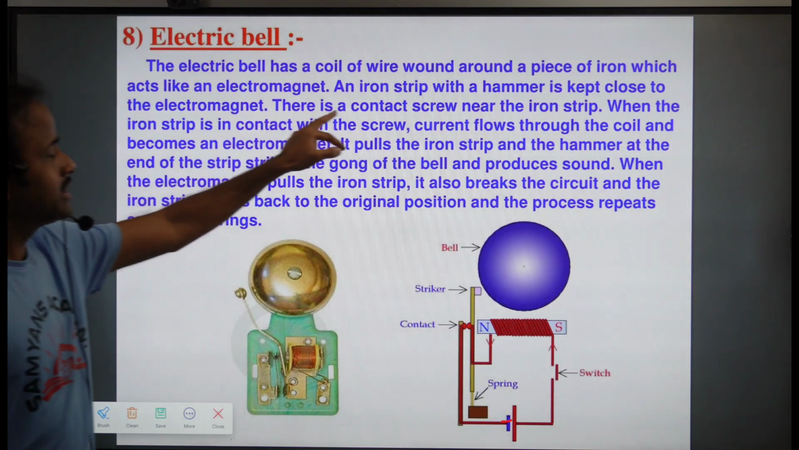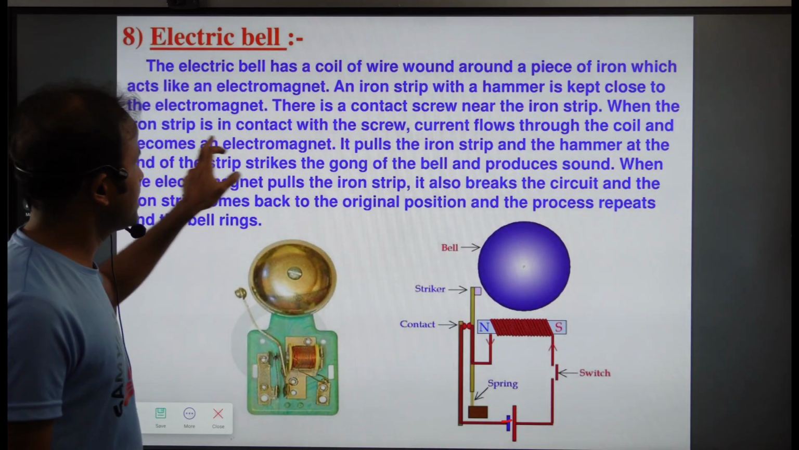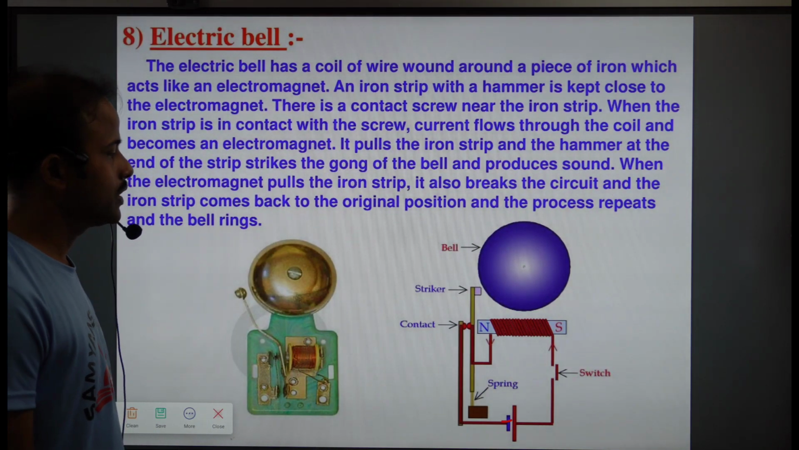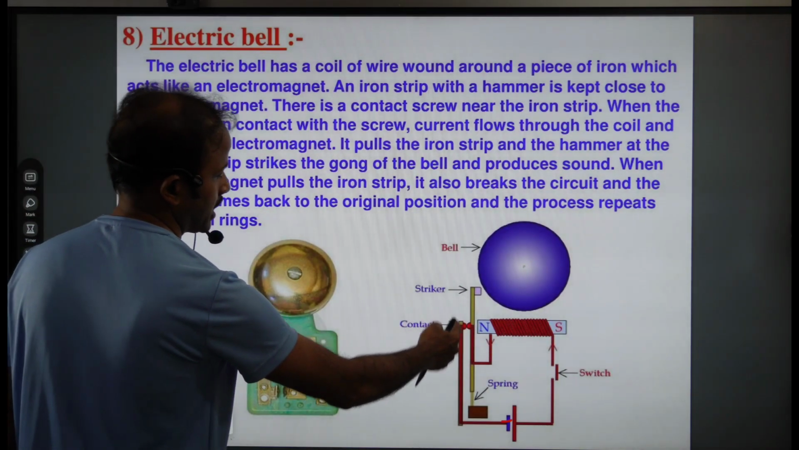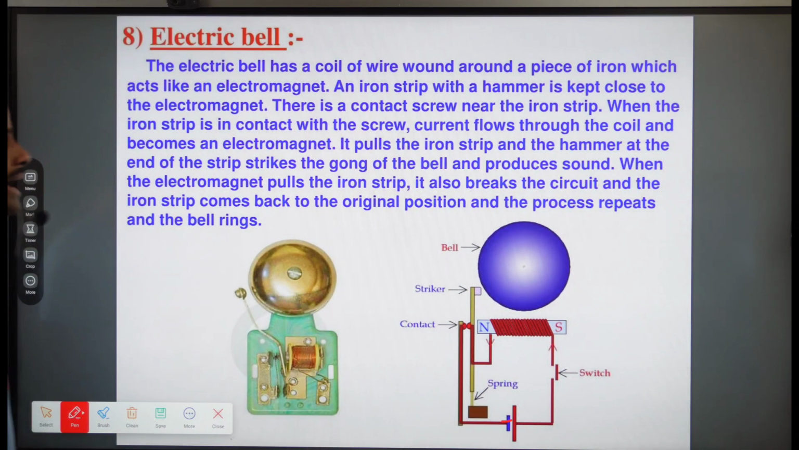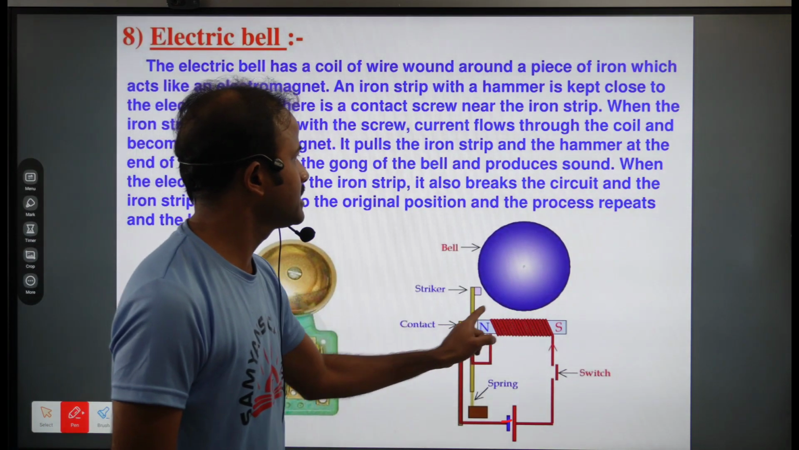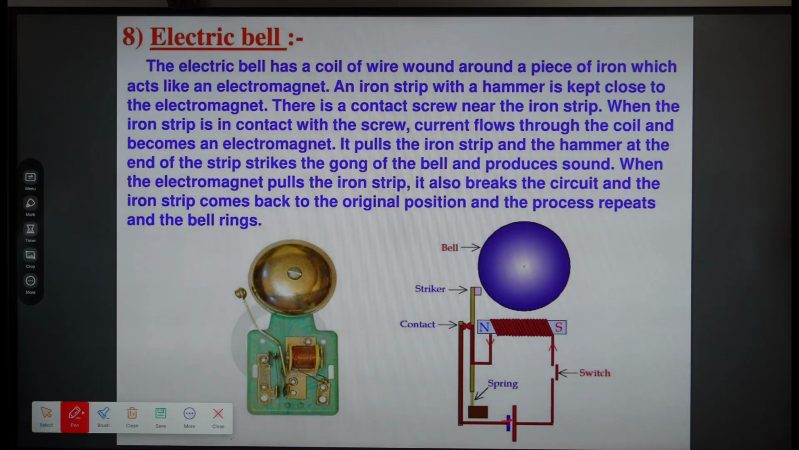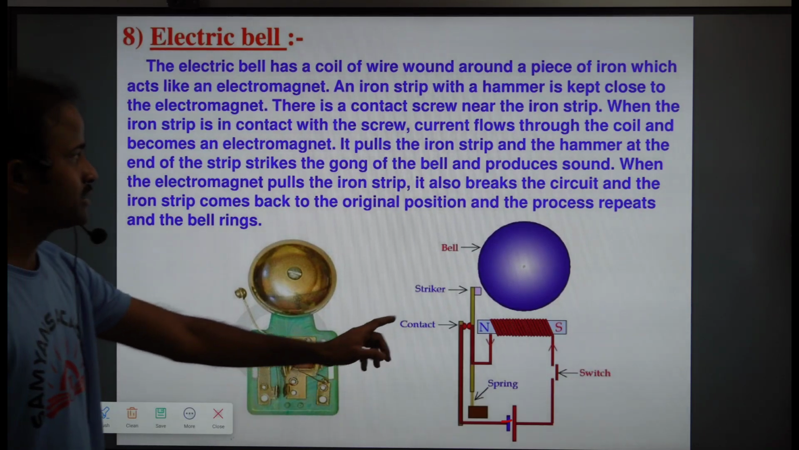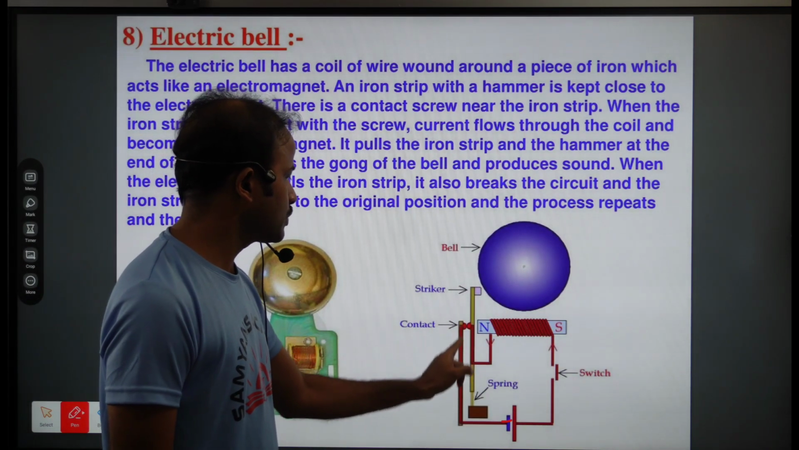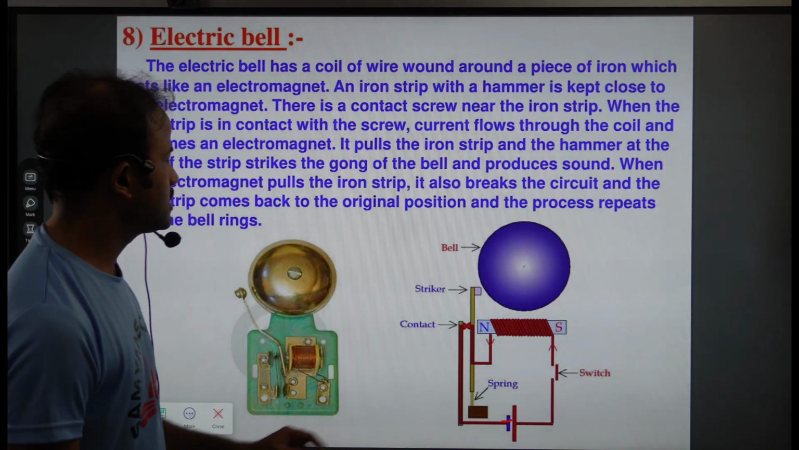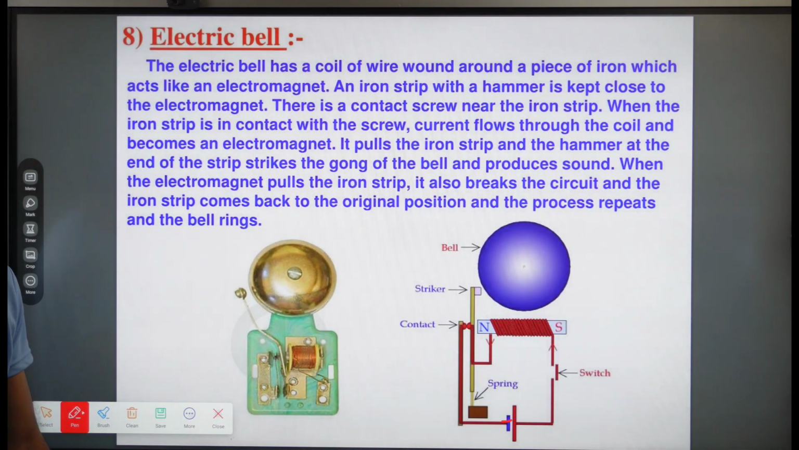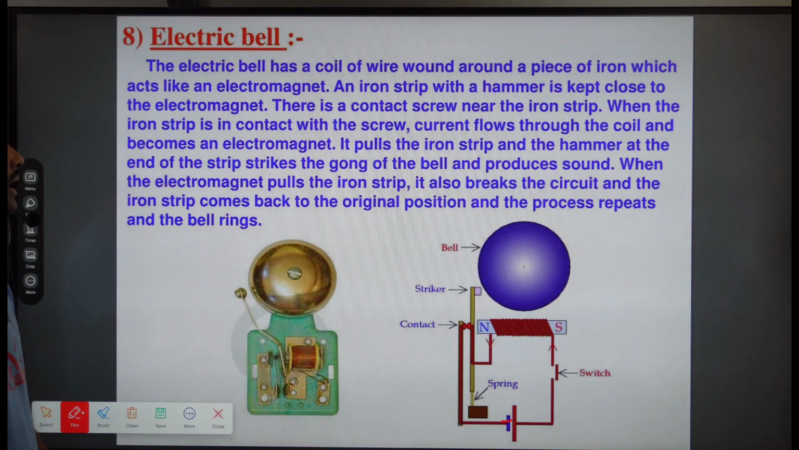Now you see, there is a contact screw near the iron strip. When the iron strip is in contact with the screw, current flows through the coil and it becomes an electromagnet. Whenever there is contact, the current flows through this wire and it gets magnetized. It pulls the iron strip, and the hammer at the end of the strip strikes the gong of the bell and produces sound. When the electromagnet pulls the iron strip, it also breaks the electric circuit, the iron strip comes back to its original position, the process repeats and the bell rings like this. Are you getting my point? That is how the electric bell works.